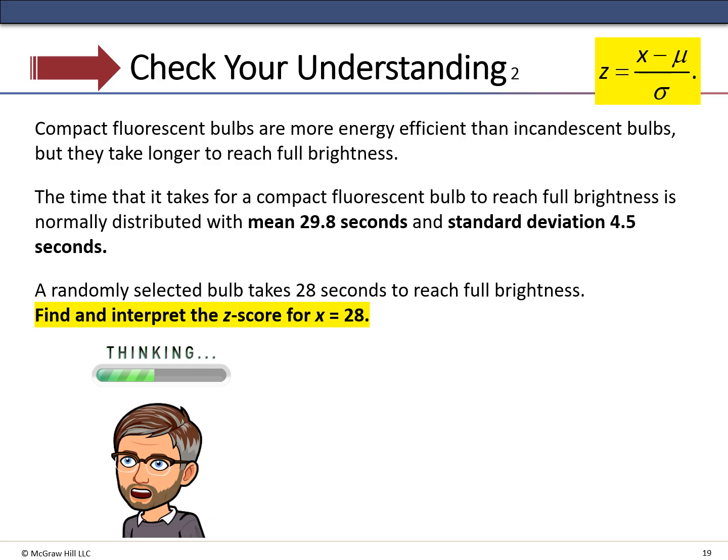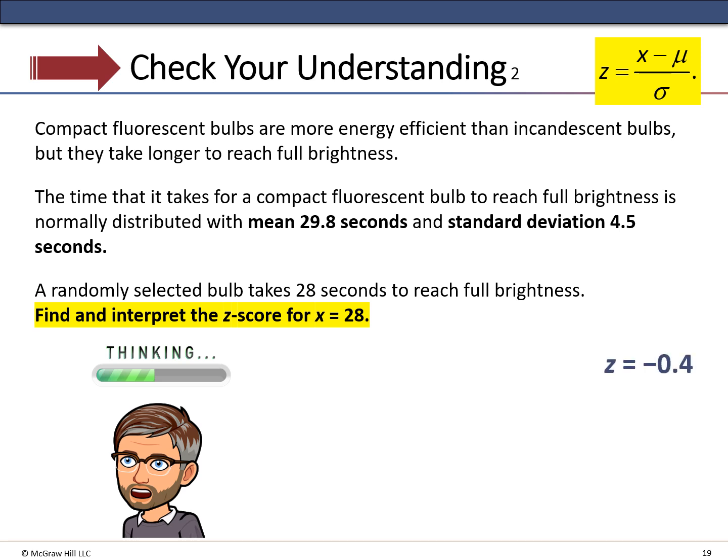So try this. Compact fluorescent bulbs are more energy efficient than incandescent bulbs, but they take longer to reach brightness. The time that it takes for a compact fluorescent bulb to reach full brightness is normally distributed with mean 29.8 seconds and standard deviation 4.5 seconds. A randomly selected bulb takes 28 seconds to reach full brightness. Find and interpret the z-score for x equals 28. Hit pause, do the calculation, and see if you can write a sentence which explains what that means. Okay, hit pause now.